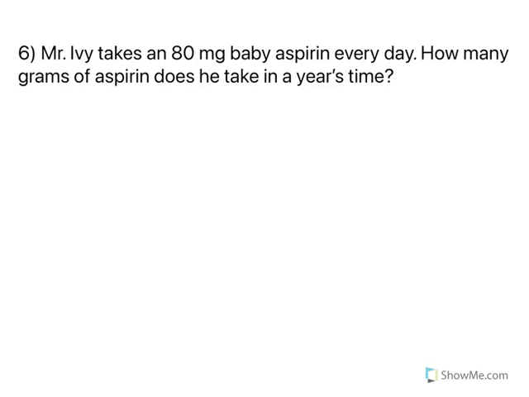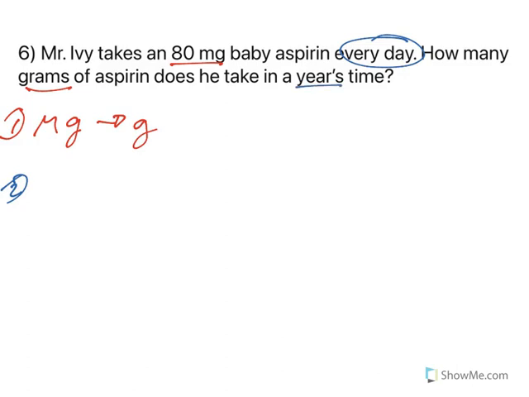Now, we've got two different things to do here. First of all, we've got 80 milligrams, and the question says how many grams. So that's one thing. We have to make milligrams and turn them into grams. The second thing that we need to do is they tell us that it's in days and we want a year. So we need to convert to a year. So those are the two big pieces. So let's go ahead and do the first one.